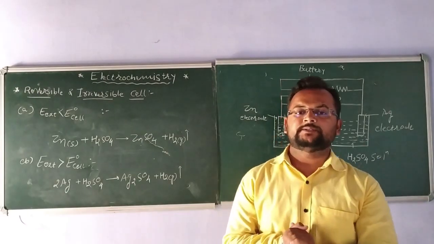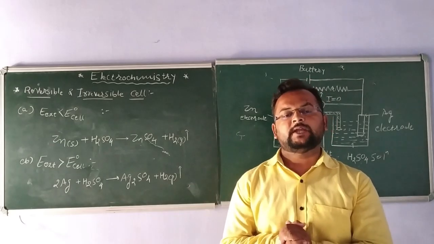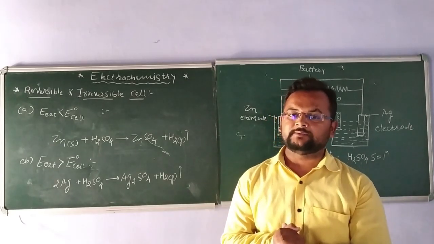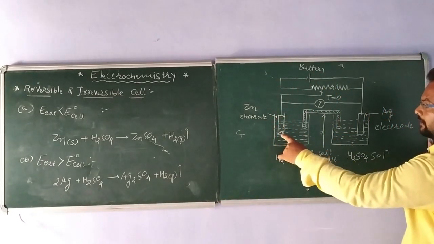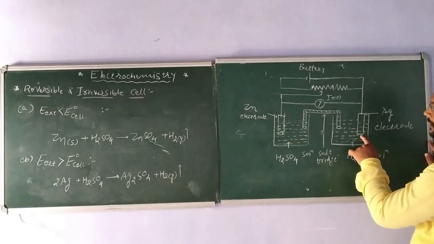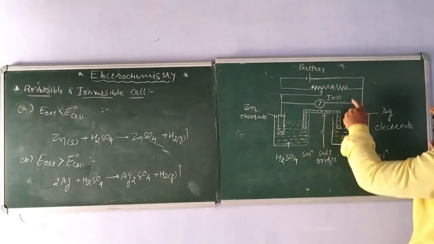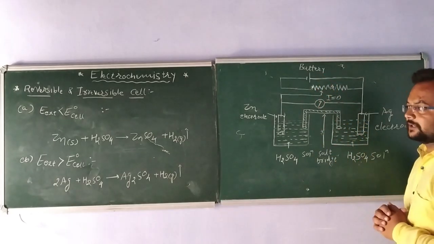Now the second point is the irreversible cell. If a cell does not obey the three thermodynamic conditions of reversibility, then this type of cell is an irreversible cell. For example, a cell composed of two electrodes, a zinc electrode and a silver electrode, both dipped in H2SO4 solution, and we supply current from an external battery. So here we obtain two conditions.